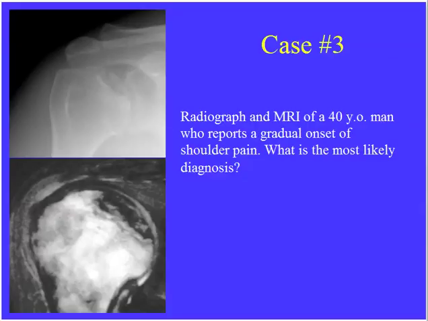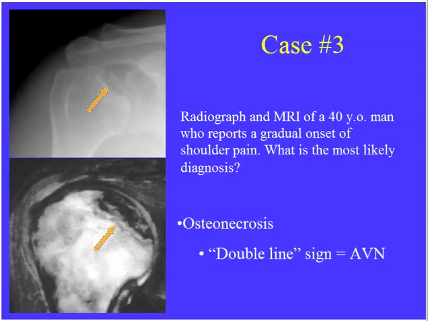Another very common question when reviewing the last 5 years' worth of in-service exams is this right here. Here's a 40-year-old man who came in with a gradual onset of shoulder pain. What is the most likely diagnosis? In this particular case, we have this geographic area of subchondral abnormality within the humeral head. When we go to our T2 weighted image, we have a bright line with a parallel dark line, and this represents the double line sign, and this is diagnostic of avascular necrosis.